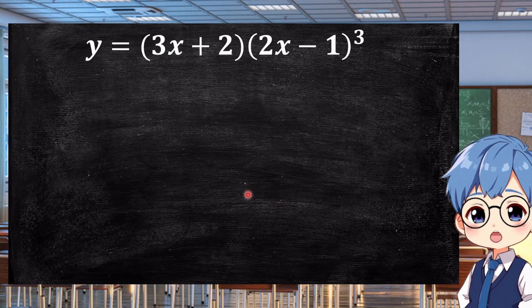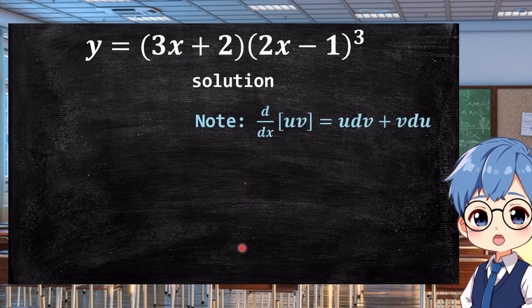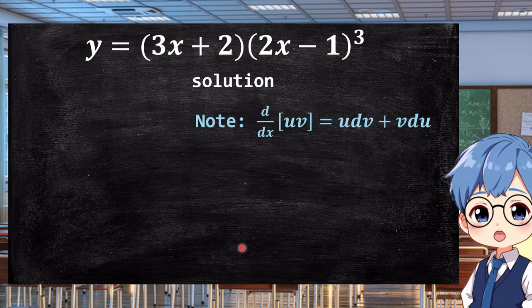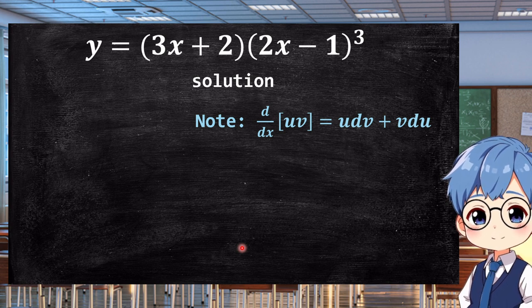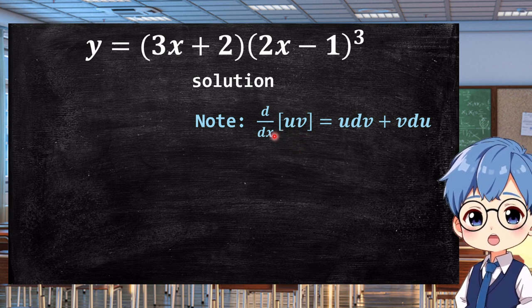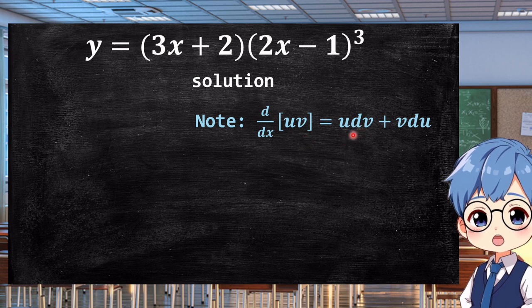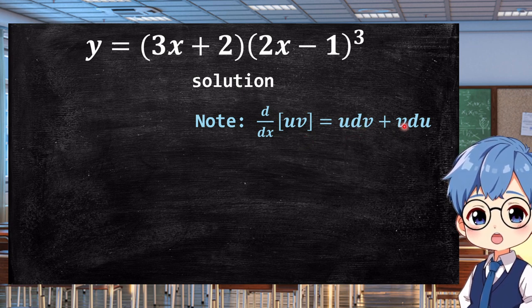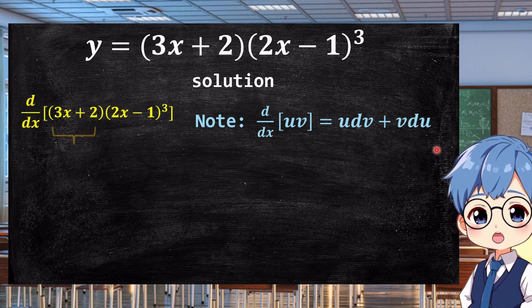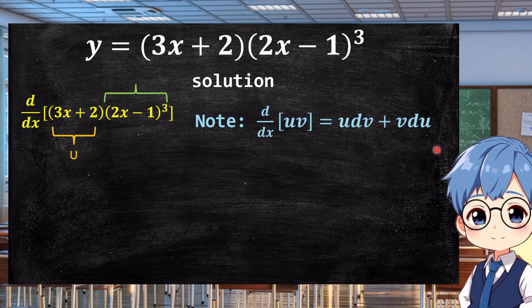Okay, so let's have the solution. So take note, in this scenario, we are going to apply product rule. So according to product rule, if we have the derivative of u times v, where our u is the first factor and v is the second factor, the pattern should be u dv plus v du. So in this scenario, our u is 3x plus 2, our v is 2x minus 1 cubed.